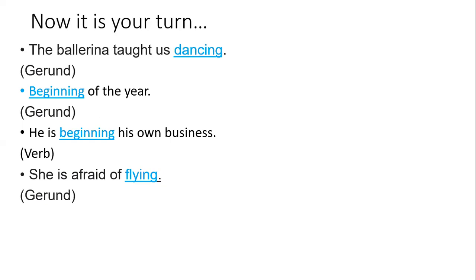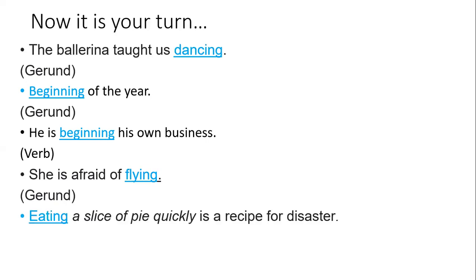Hopefully you have successfully found the answers. And if you have, please write in the comment box. The last one: eating a slice of pie quickly is a recipe for disaster. Okay, let's see, gerund or verb? The correct answer is gerund.